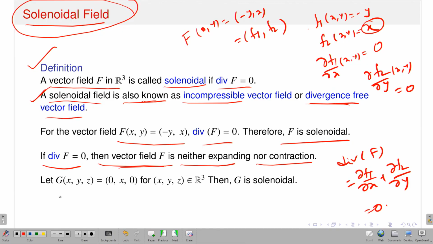I have given another example. g of x comma y comma z is a very simple vector field. The F1 component is 0, the F3 component is 0, and the F2 component is x. If you take the partial derivative of F1 with respect to x, this is 0. If I take the partial derivative of F2 with respect to y, that is 0 because it is a function of x, and the third is also 0. So, if I add them, the divergence of g is 0, and therefore g is solenoidal. So, this is a solenoidal field: if I have a vector field and the divergence is 0, that is called a solenoidal field. Sometimes it is called a divergence free vector field or incompressible vector field. One example is the rotation vector field.